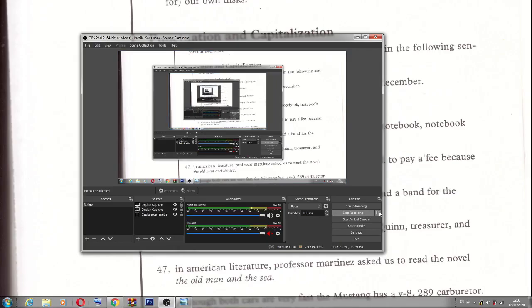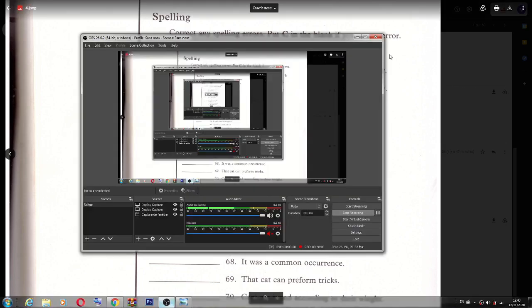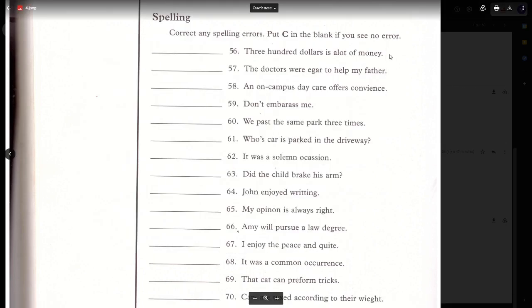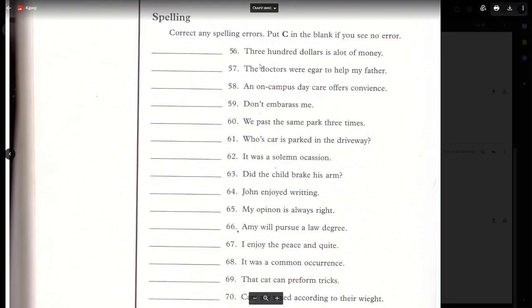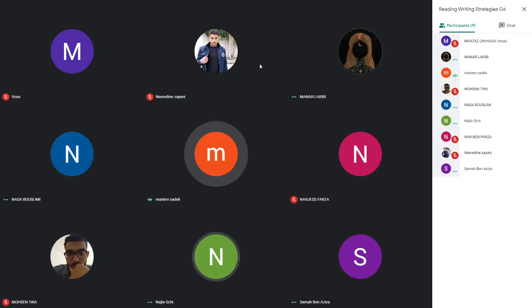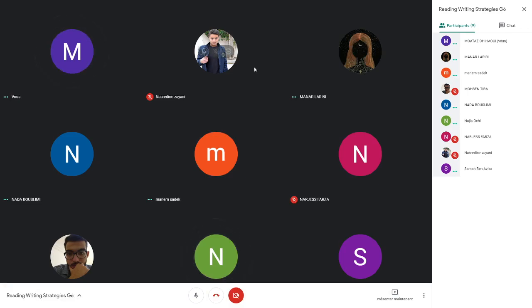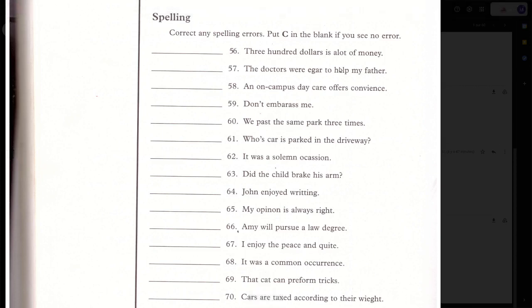Okay, good. $300 is a lot of money. It's correct? No. "A lot" is not one word. There is a space between A and lot. Very good. There should be a space between A and lot. So that's the mistake. Very good.